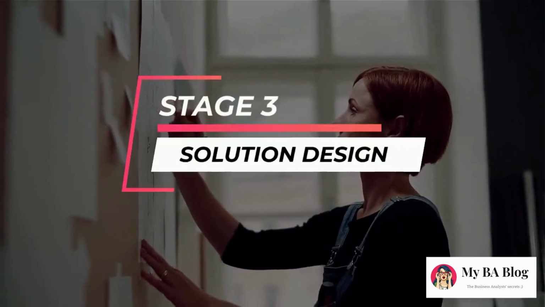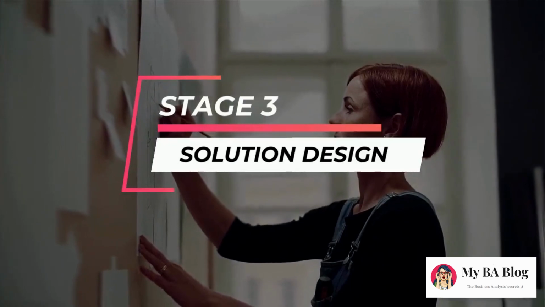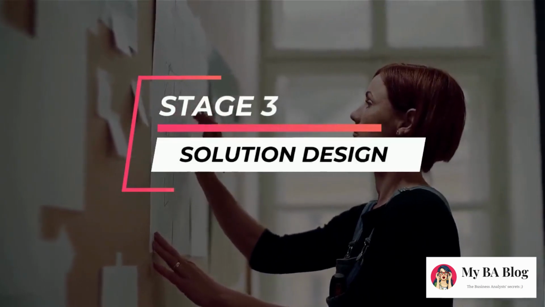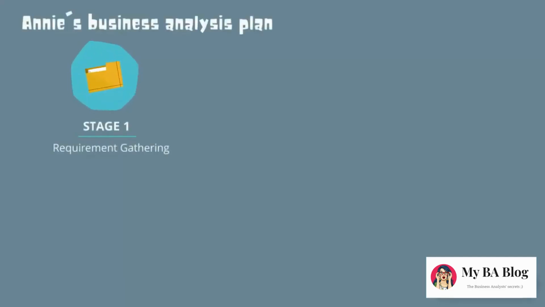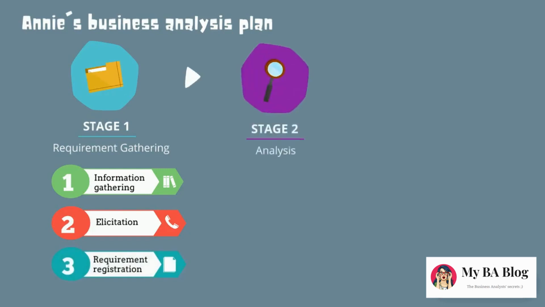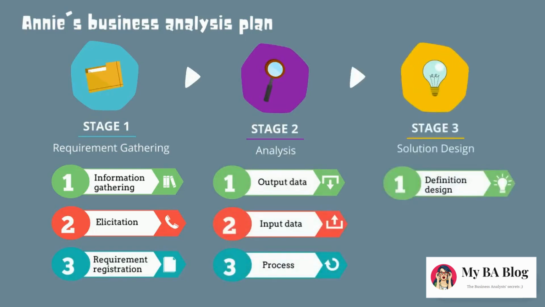Annie now has a list of user requirements and the data to give the programmers the information they need to develop the new functionality. What she has to do here is to detail all this into a physical document. In level 2, Annie subdivides each stage into tasks. In the first stage, Annie should do the collection of the basic information, meet with the stakeholders, and register the user requirements. In stage 2, Annie has to identify the output, input, and the processes. And finally, she must document everything she learned in stage 1 and 2.